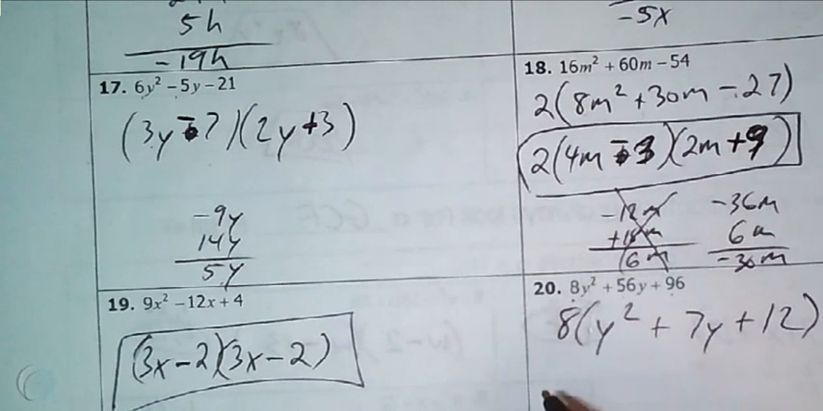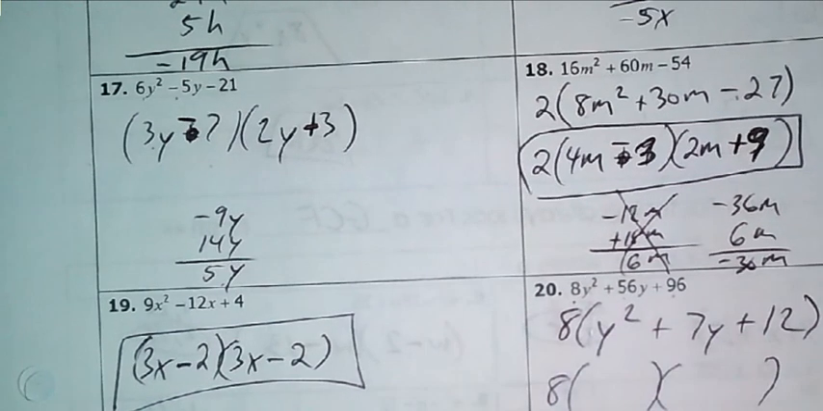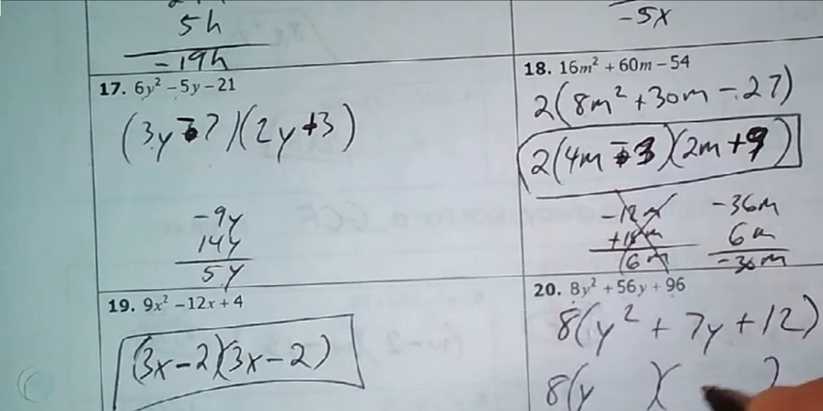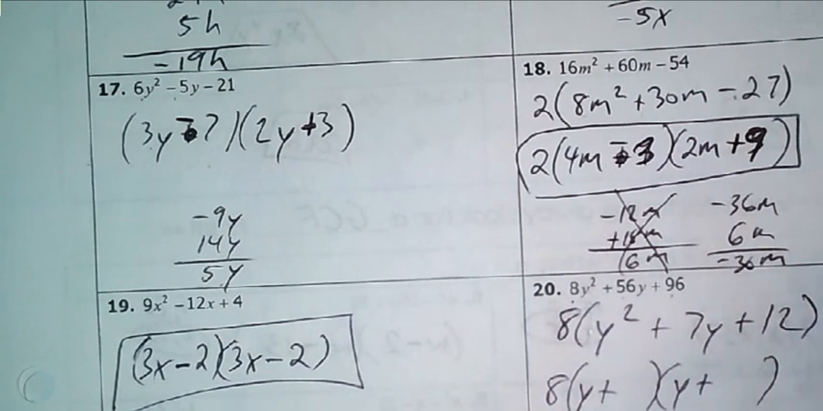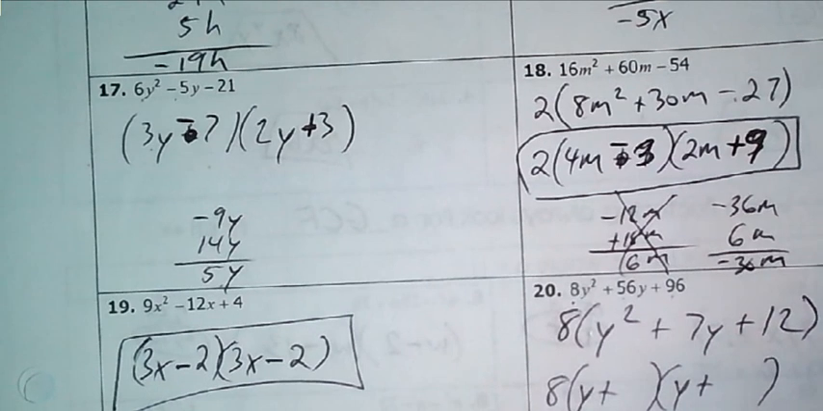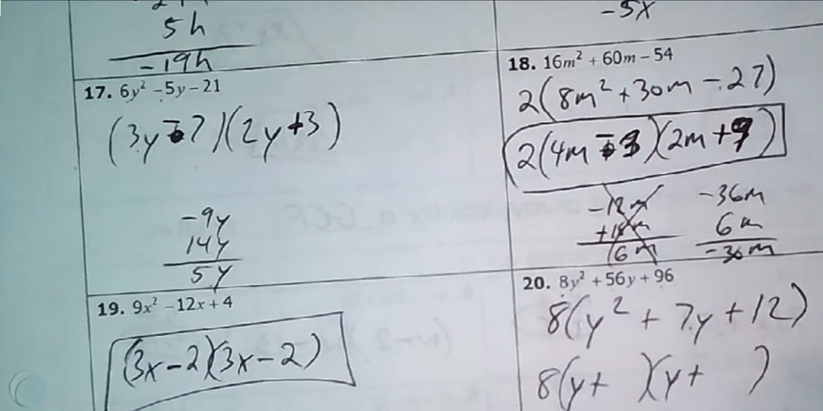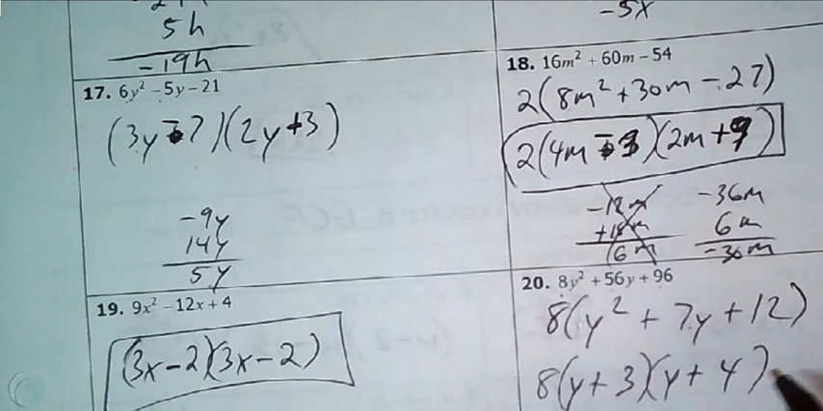So we're going to bring down our parentheses, bring down our 8. We'd have y and y, plus and plus, and then the factors of 12. 1 and 12, 2 and 6, 4 and 3, or 3 and 4, and the ones that we're going to choose to add up to 7 are 3 and 4. So that's it.